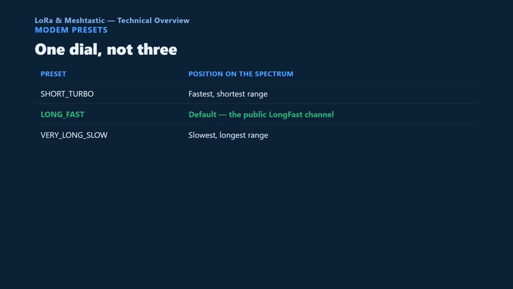Meshtastic bundles spreading factor, bandwidth, and coding rate into named modem presets, so you rarely set the 3 independently. They run from short turbo, the fastest and shortest range preset, not legal in every region, down through short fast, short slow, medium slow, to long fast, which is the default, and the radio profile behind the public long fast channel almost everyone starts on. Below that, long moderate, long slow, and very long slow, trading more and more throughput for range. Across the whole family, data rates span roughly 0.2 of a kilobit per second up to about 22 kilobits per second. This is not a broadband link. It never will be, and that is by design.